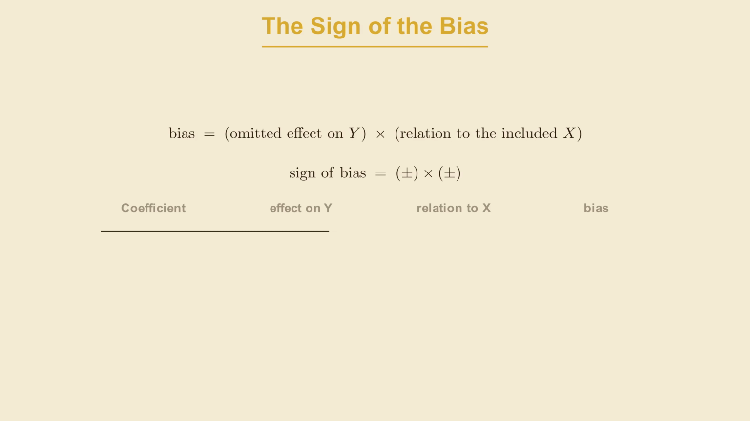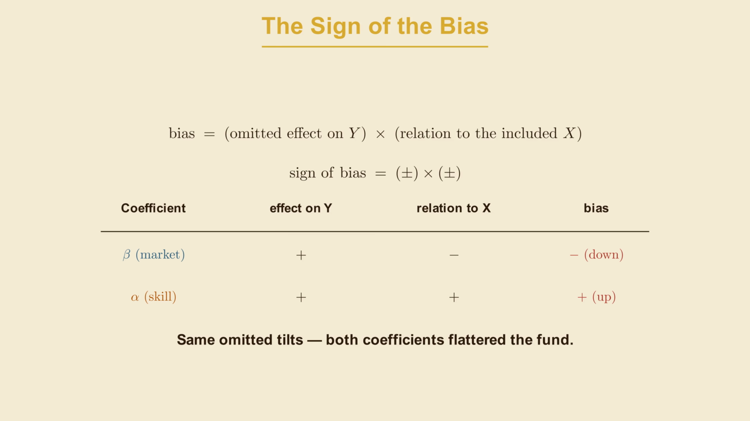The tilts pay a positive return, and that first piece is positive in both cases. For the market exposure, the second piece is how the tilts relate to the market, and they moved against it, so that piece is negative. Positive times a negative is negative, so the market exposure got pushed down, and that's why it looked low. For the alpha, the second piece is just the steady premium that tilts pay on their own, which is positive. Positive times a positive is positive, so the alpha got pushed up. So the same missing variables, two different coefficients, biased in opposite directions, and both in directions that made the fund look better than it actually was.